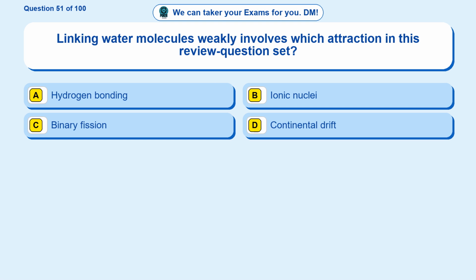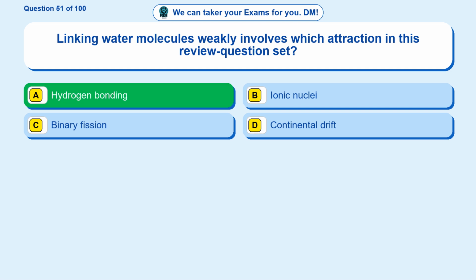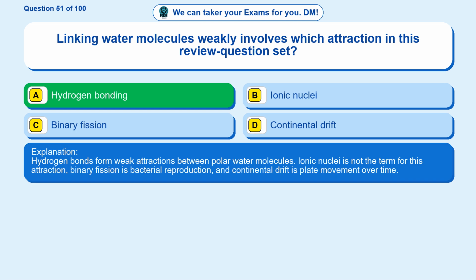Question 51. Linking water molecules weakly involves which attraction in this review question set? Option A hydrogen bonding. Option B ionic nuclei. Option C binary fission. Option D continental drift. The correct answer is option A. Hydrogen bonding. Hydrogen bonds form weak attractions between polar water molecules. Ionic nuclei is not the term for this attraction, binary fission is bacterial reproduction, and continental drift is plate movement over time.